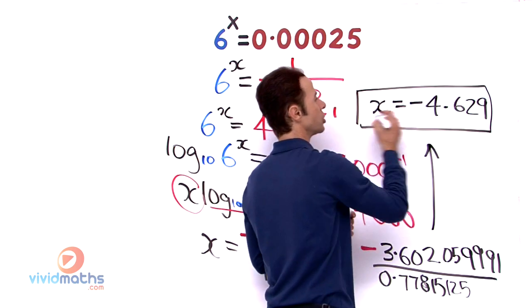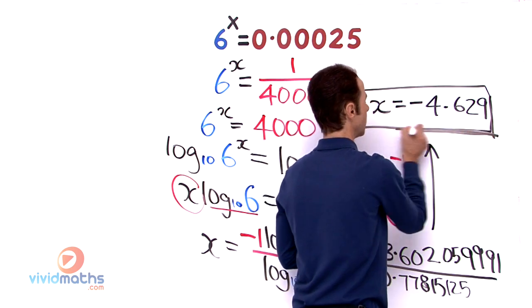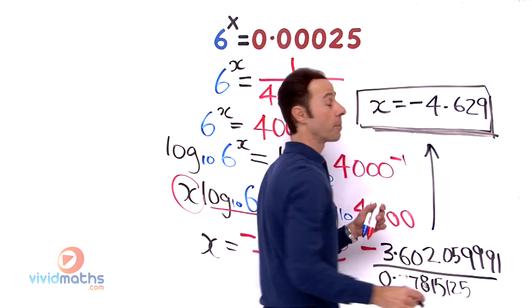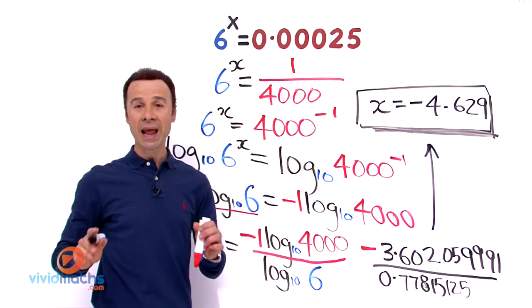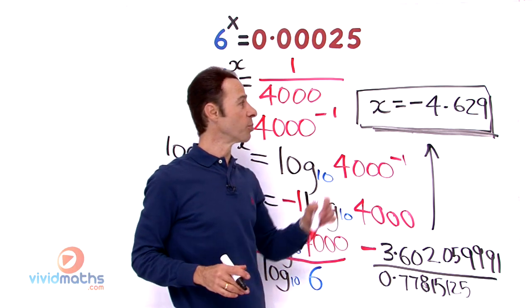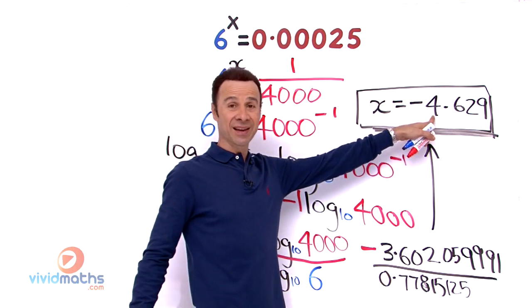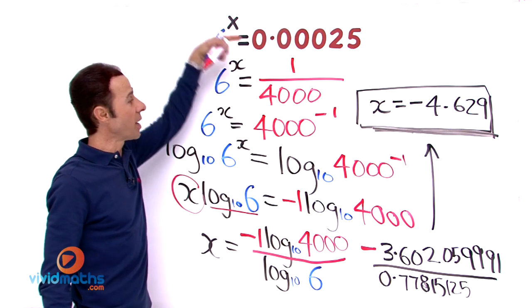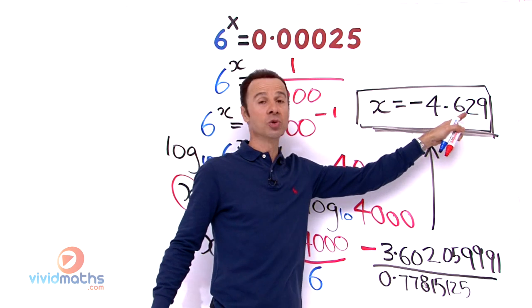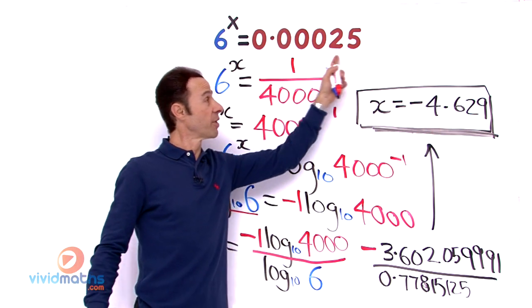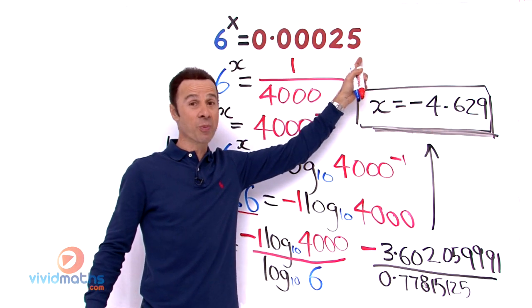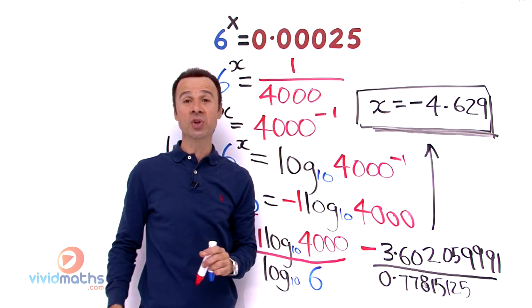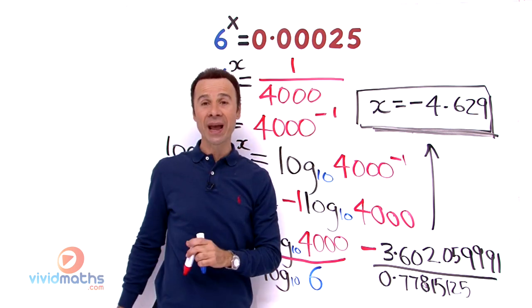Now you can check to ensure that you got the correct answer. And again, it's an approximation, so relax if yours is slightly different on the decimal points. All you have to do is take this, substitute it in to check and make sure 6 to the power of negative 4.629 gives you something very close to that. It will be an approximation and won't be exact. The more decimal places you use, the more accurate your answer will be.